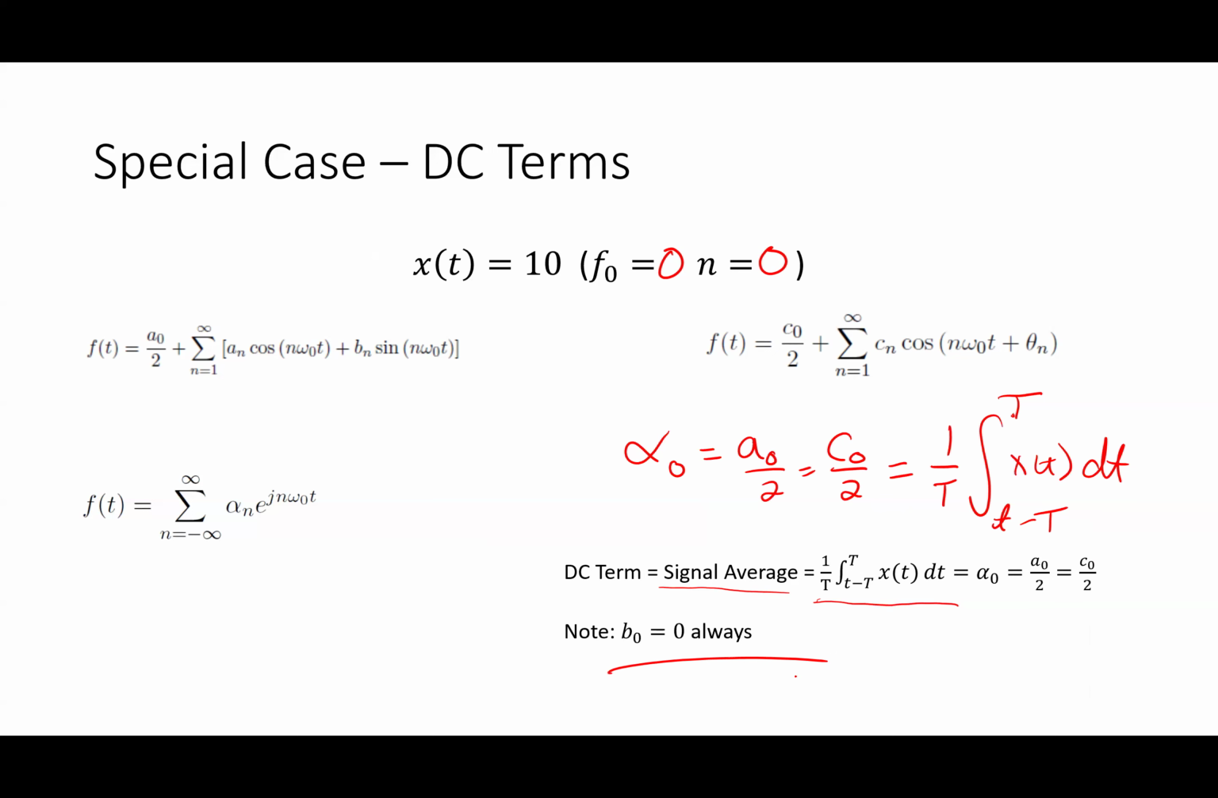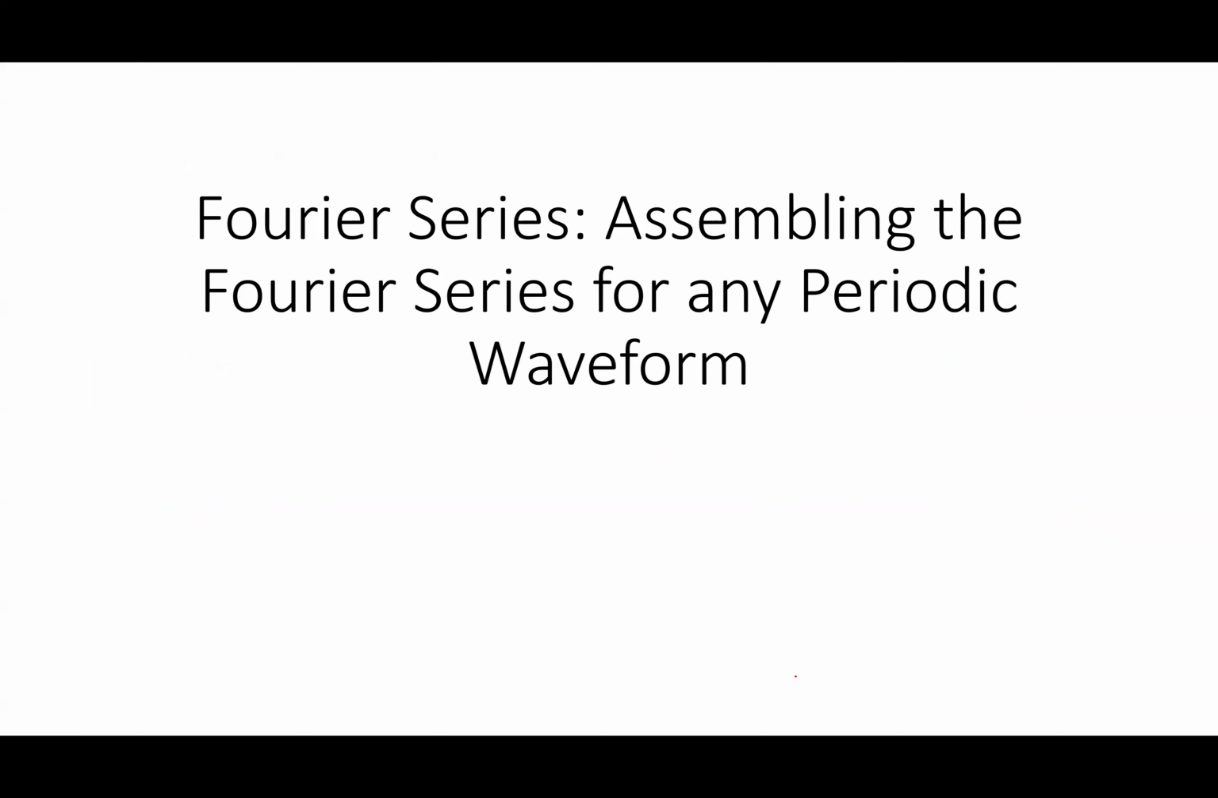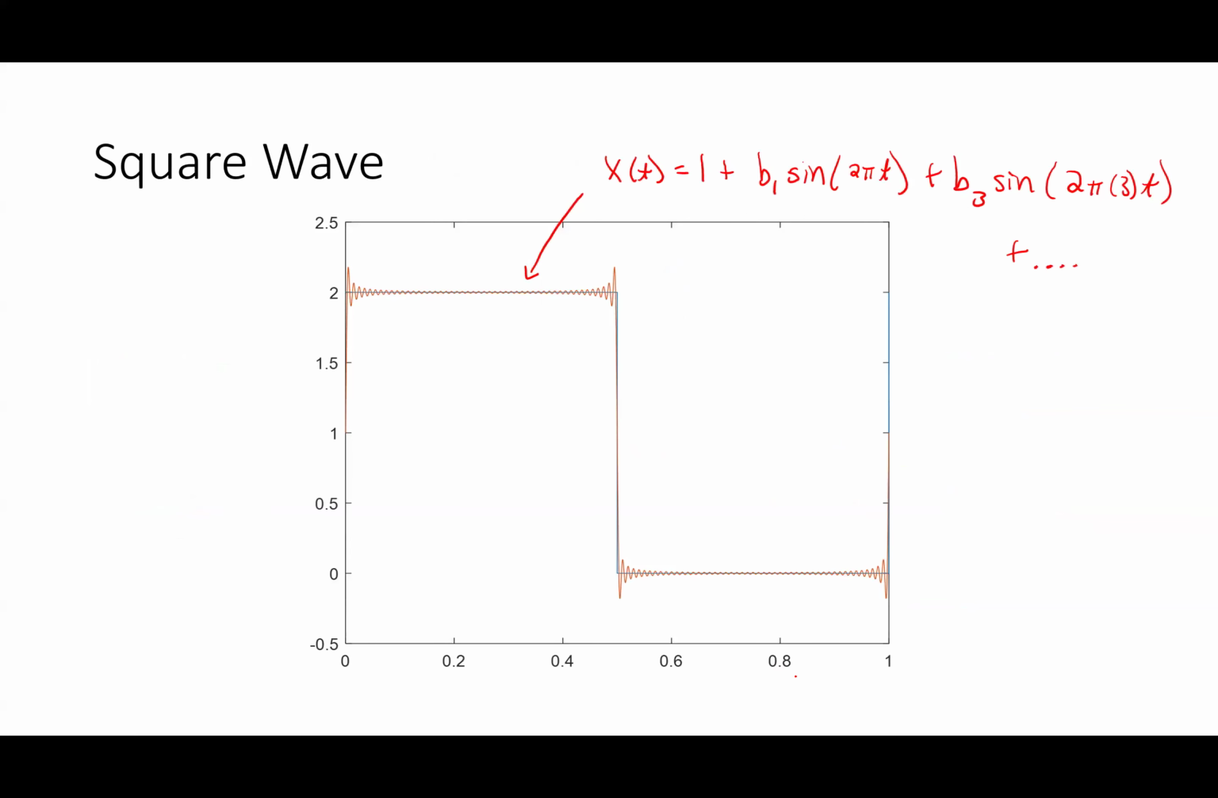So the question becomes, how do I figure out the coefficients for any periodic waveform? The example we did when we started talking about this is a square wave. I said the square wave is this. I had a DC term, the average of that waveform, and then I had only sine waves. So somehow I needed to figure out that I didn't have any cosine waves.